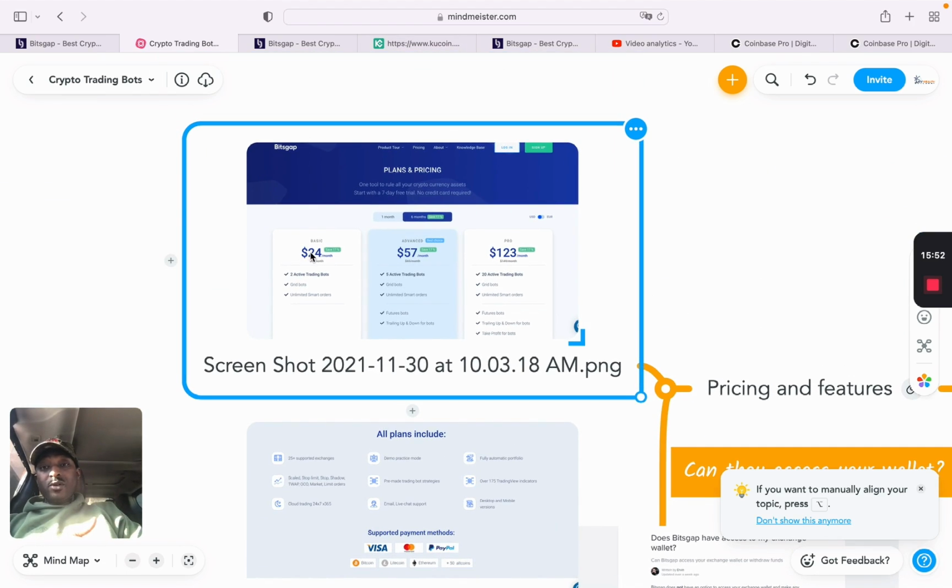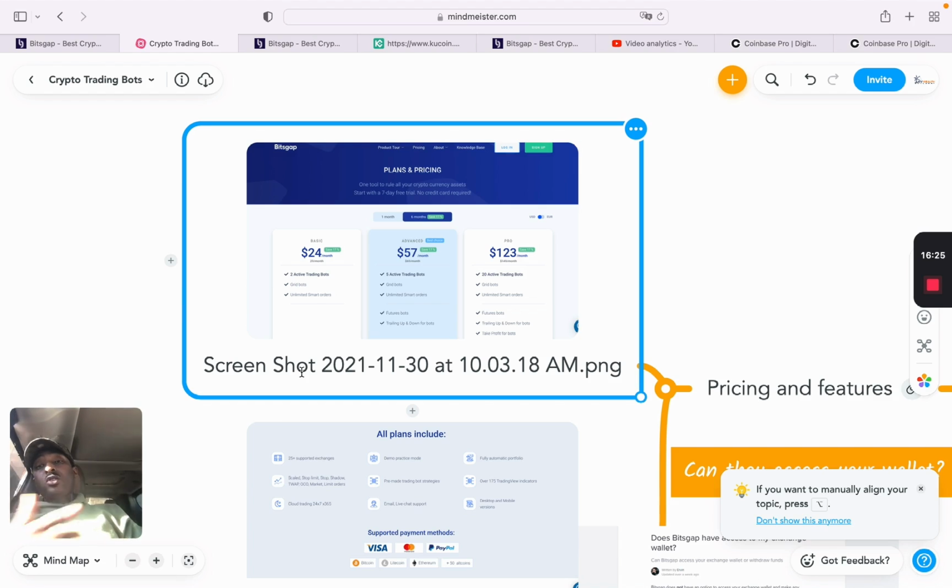I haven't even paid for the subscription yet, but they do have a subscription plan, as you can see: $24, $57, and $123. That's if you pay for the 6-month subscription. If you pay for the monthly subscription, it does go up a little bit from there. But with the basic plan, you get 2 active bots at a time, which means that you can build multiple bots out, but you can only have 2 of them running at a time.